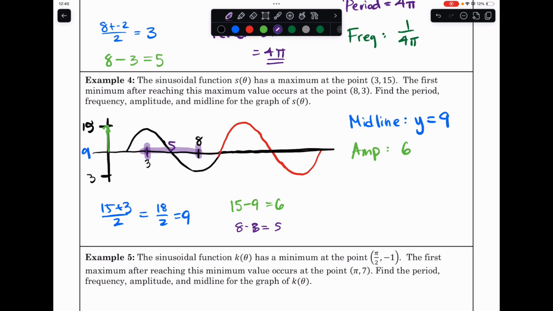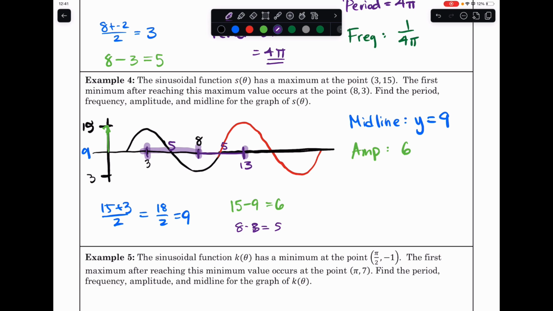That would mean that the distance from this minimum value at 8 to the next maximum value, which would be right here, that distance also has to be 5. So from here to here, that also has to be a distance of 5. And 8 plus 5 equals a total of 13.